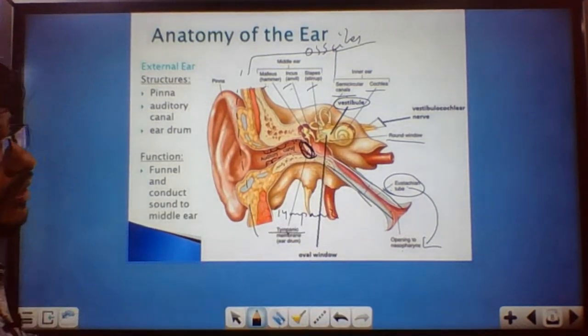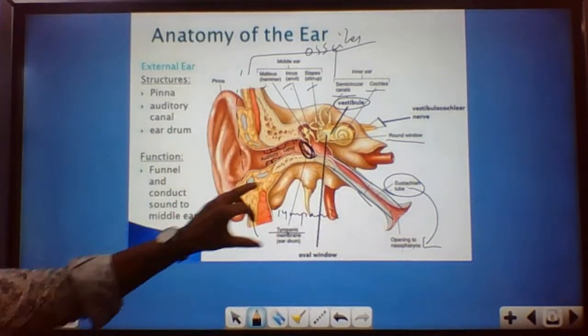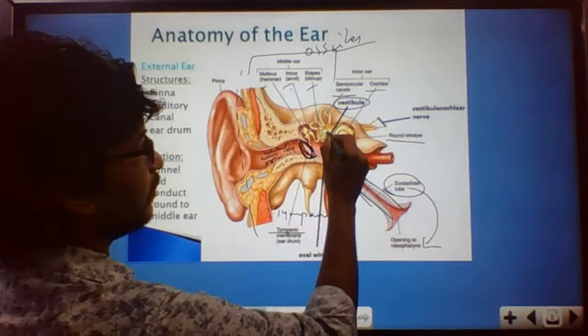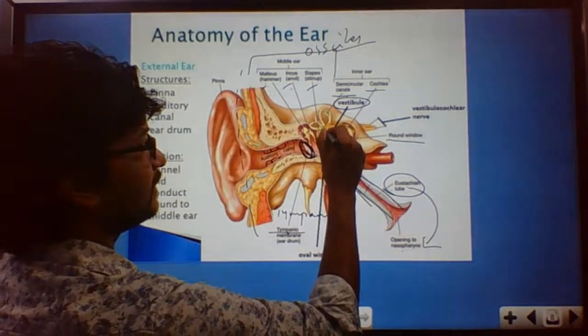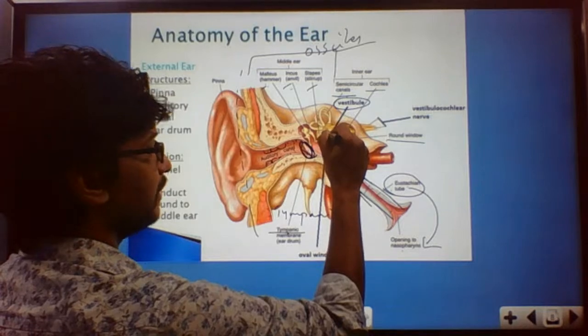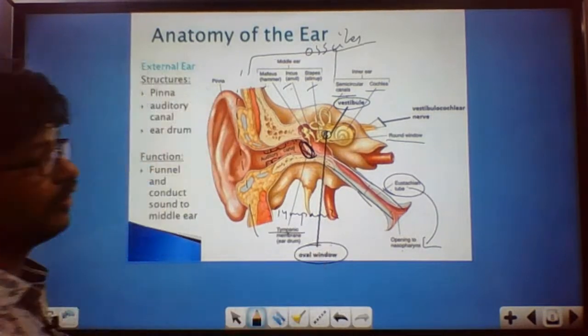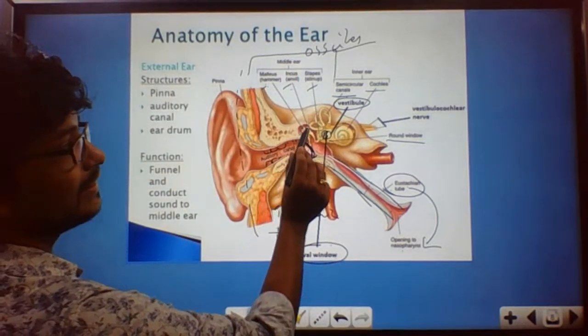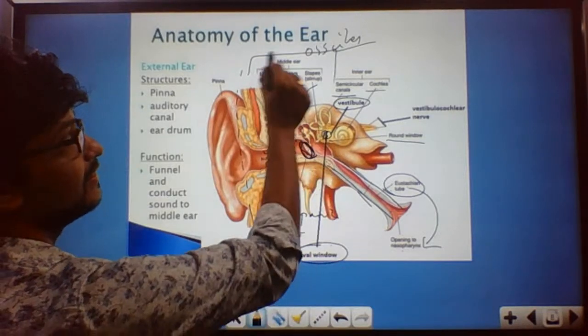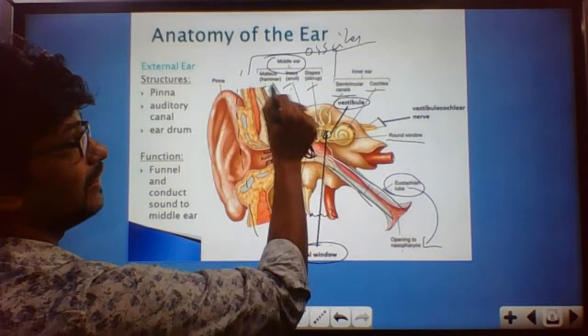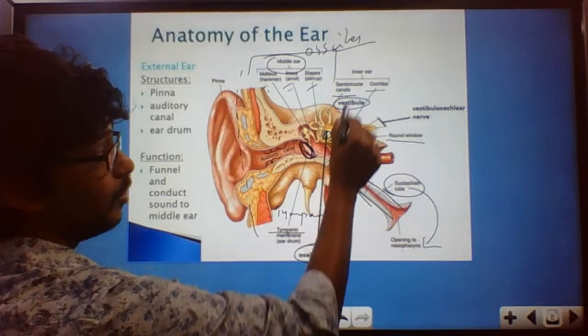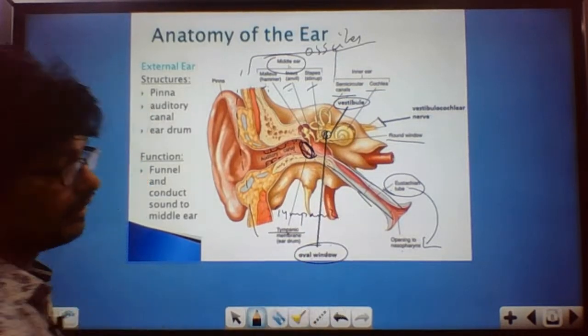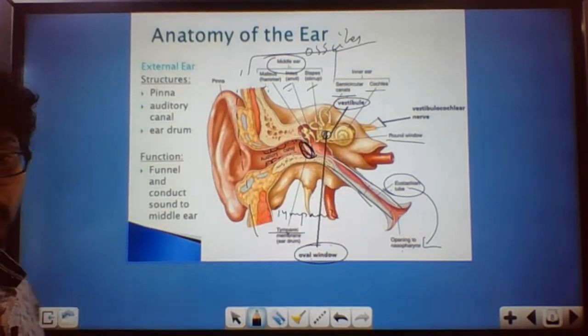Someone asked about the oval window. So what exactly does the oval window look like? For that one, I've shown the oval window. Here you could see the window-like appearance, right? This region is specifically called the oval window, where the ossicles are getting connected with the inner ear. So the three ossicles of the middle ear are getting connected with the inner ear by means of this oval window.